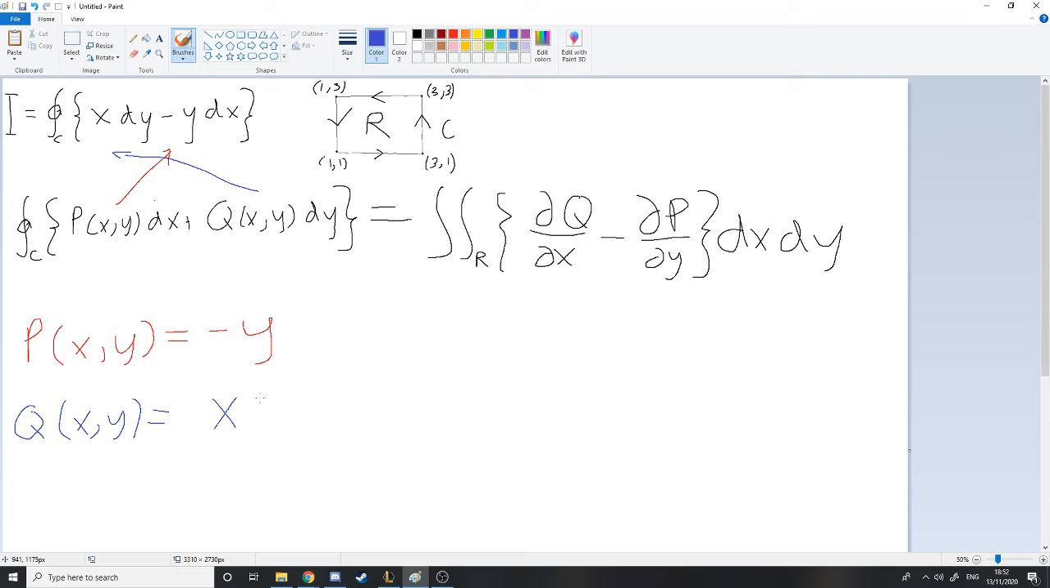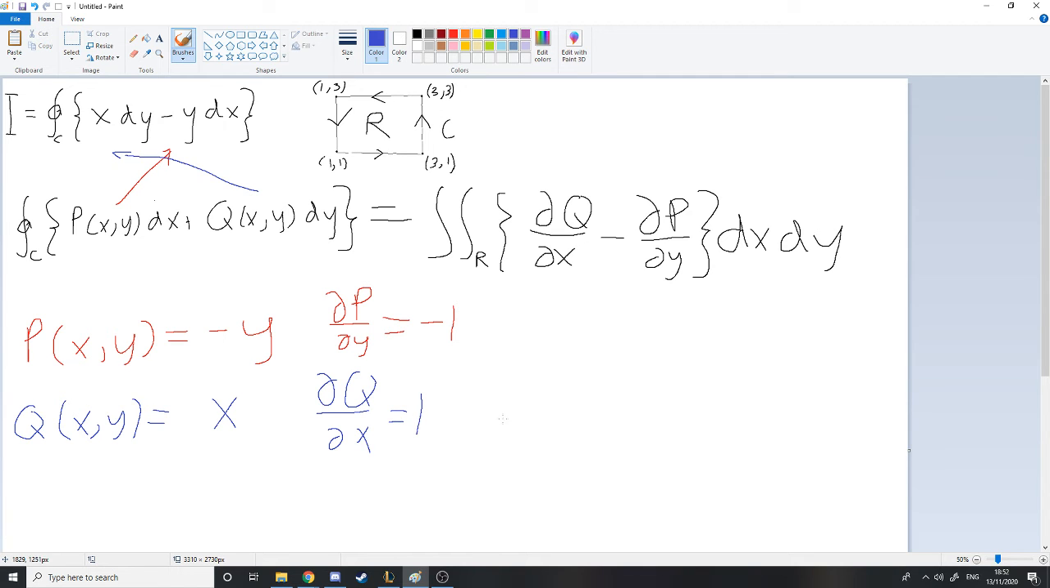Okay. So in order to use Green's theorem, we have to find the partial derivatives of these two functions, which shouldn't be too hard. Partial derivative of p with respect to y is clearly just minus 1. And the partial derivative of q with respect to x is just 1.